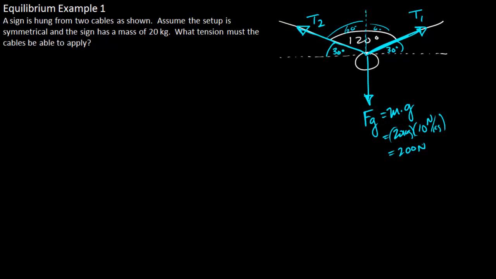Now, in problems like this, we want to start by picking a coordinate system. I'm going to call up positive and to the right positive. And if you notice, our gravity force is okay, but our T1 and T2 are not in the positive X or positive Y direction, so we need to break them into components. So let's do that. We have T1X and T1Y, and we also have T2X and T2Y.